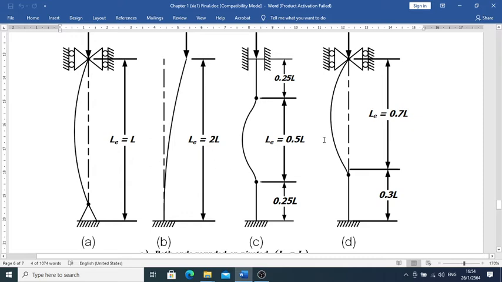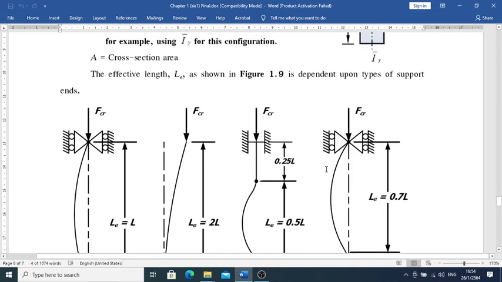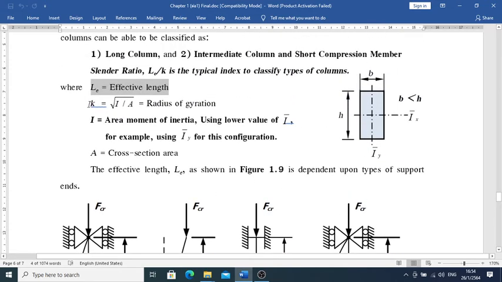This is the typical types of configuration of L sub E, based on the configuration. So another one is K, the radius of gyration. The radius of gyration is based on two factors, the square root of I over A. I is going to be the area moment of inertia. It's considered here using the lower value of I. For example, use I sub y for this configuration. Okay, let's see this configuration. B is small and H is high.